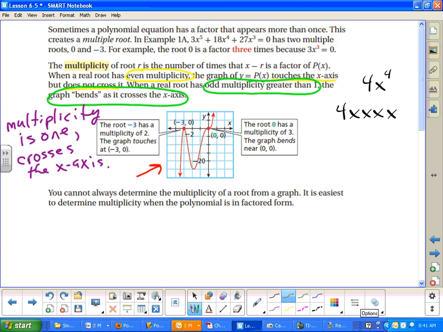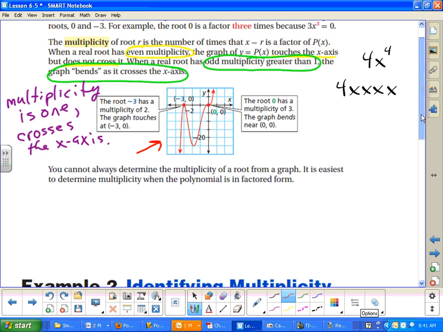Okay. The root at 0 has a multiplicity of 3, so it bends there. Okay. So you can see how the graph kind of makes a little bend as it goes through the x-axis. We can't always determine the multiplicity of a root from a graph. It's easiest to determine multiplicity when the polynomial is in factored form.